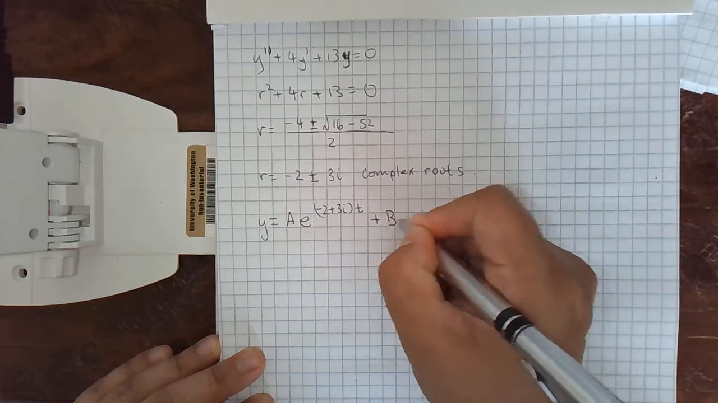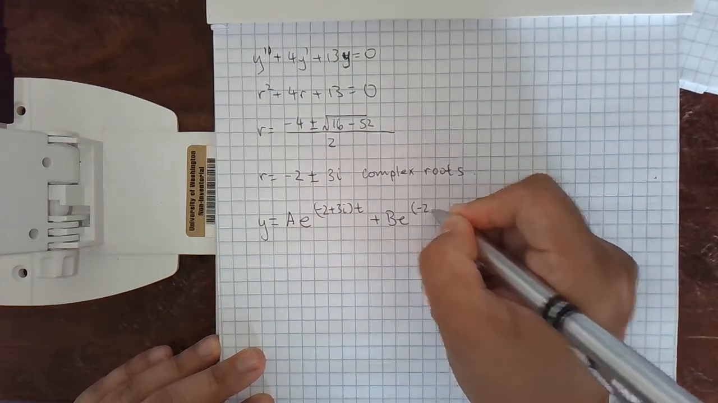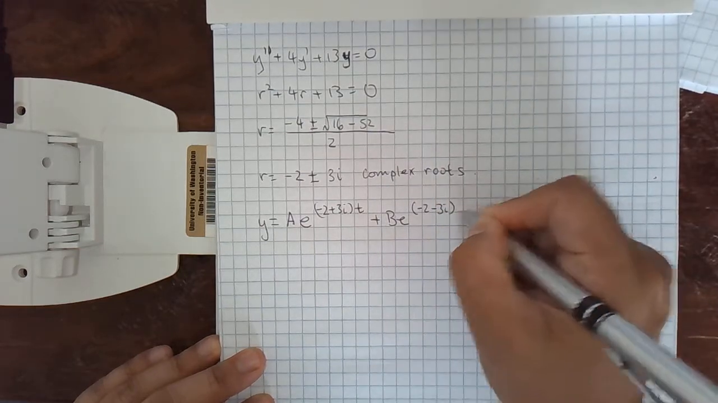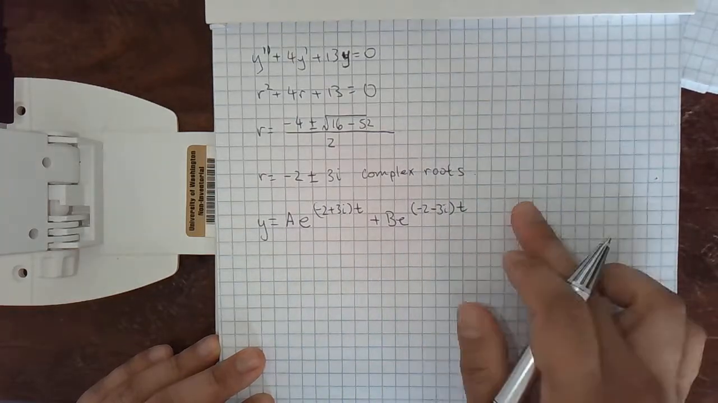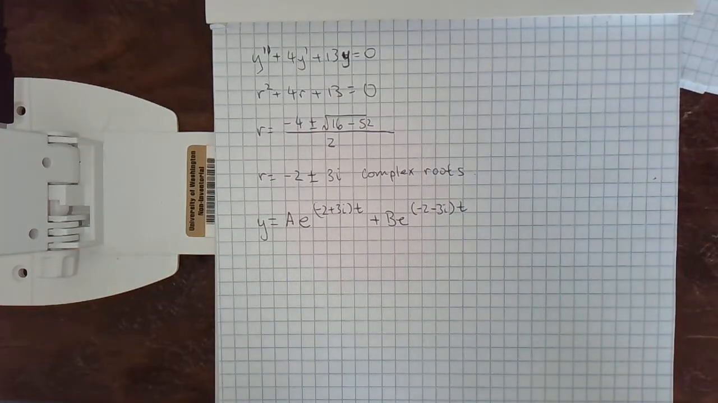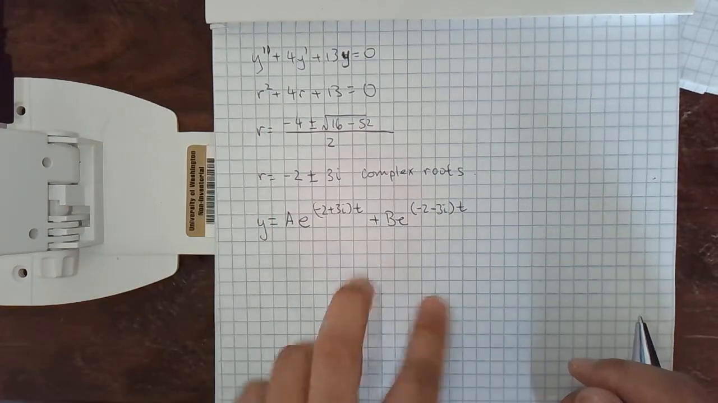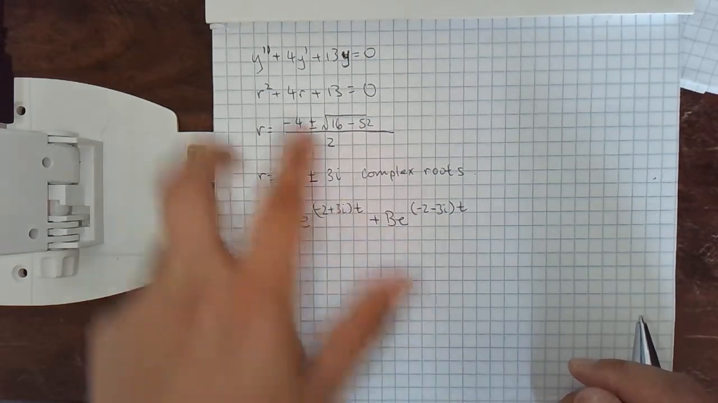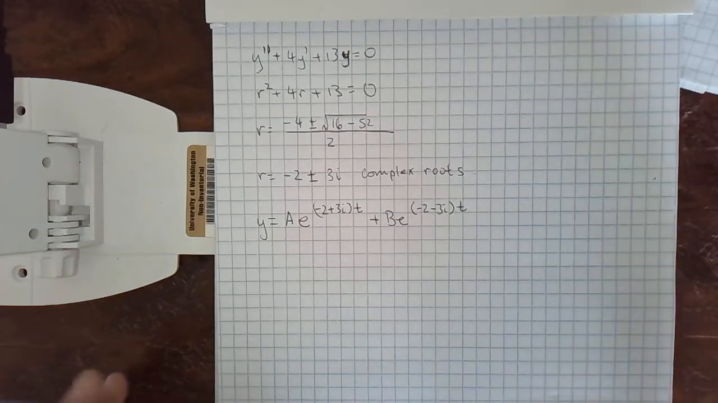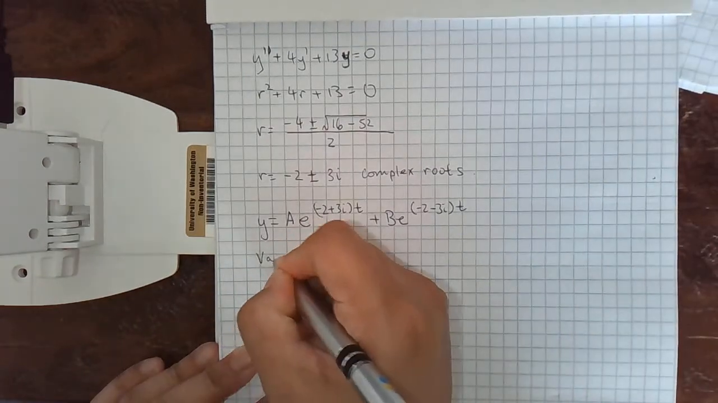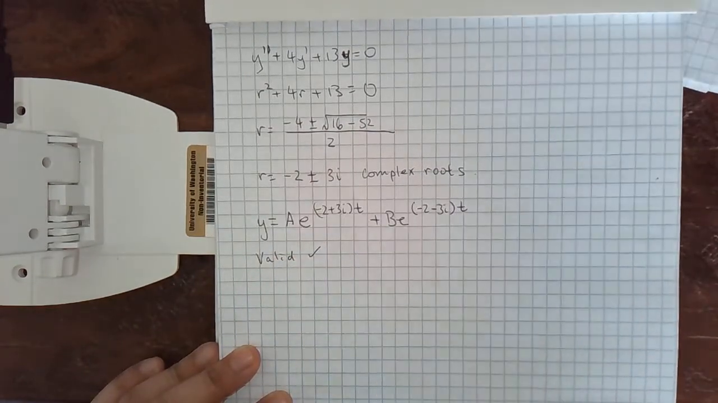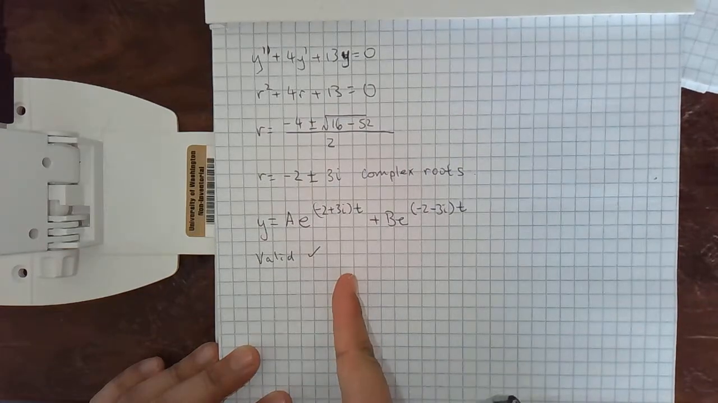Plus b, e to the negative 2 minus 3i t. And e to some power is a perfectly nice function to differentiate in complex numbers. You follow the same rules, so you're going to do a little bit of chain rule when you differentiate it. And if you were to plug this solution into this equation, it would totally work. So this is valid. But the problem is how to interpret it.